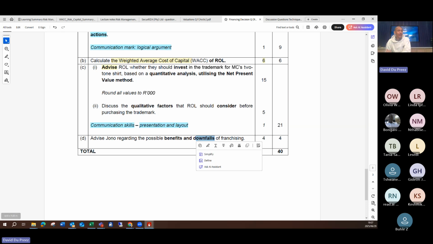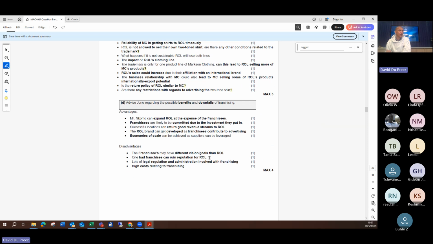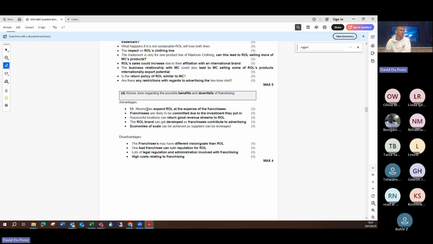So if I now go back to the solution. Can you see? Mr. Nkomo can expand ROL at the expense of the franchisees. Franchisees are likely to be committed due to the investment they put in. So in this case, what they're saying is that when I franchise my stores, what is it? So that was the context that we may have missed here now. So in other words, when I'm franchising my own stores, you just have to change the perspective of that.